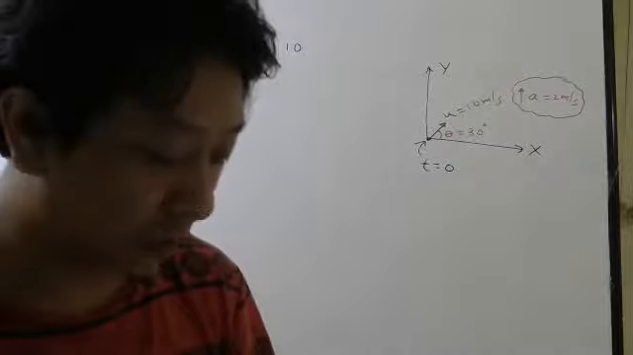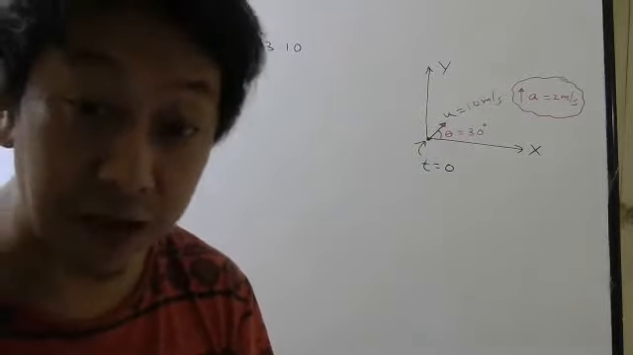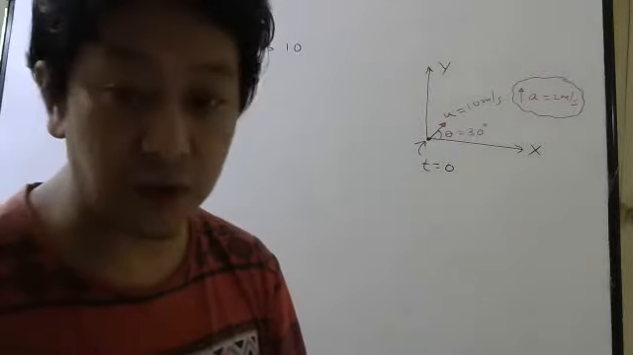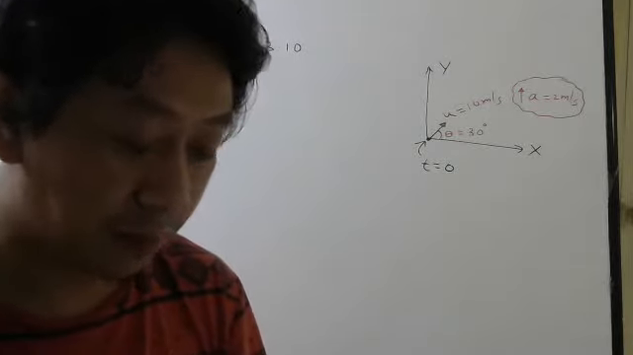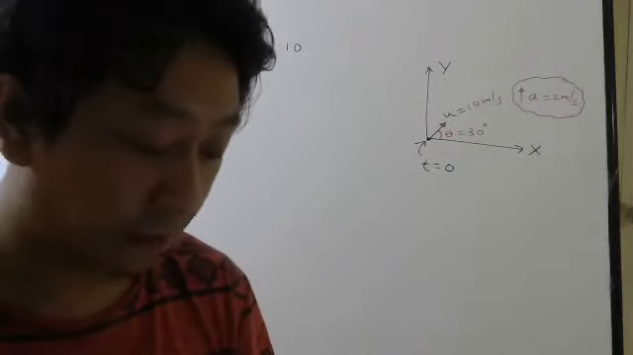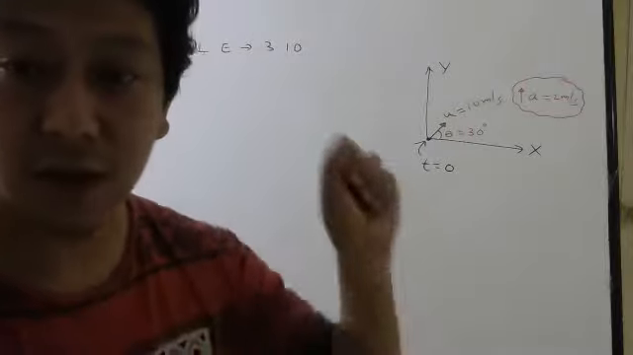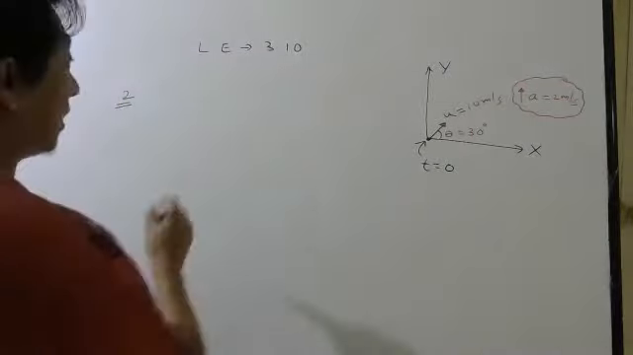Find the following. What is the first thing we have to find? X and y components of final velocity after 2 seconds. So after 2 seconds, we have to find the final velocity components. Part B, what we have to find? Magnitude of velocity. Part C, what we have to find? Where is the particle after 2 seconds? Where is the particle means x coordinate and y coordinate. So let us start solving it.